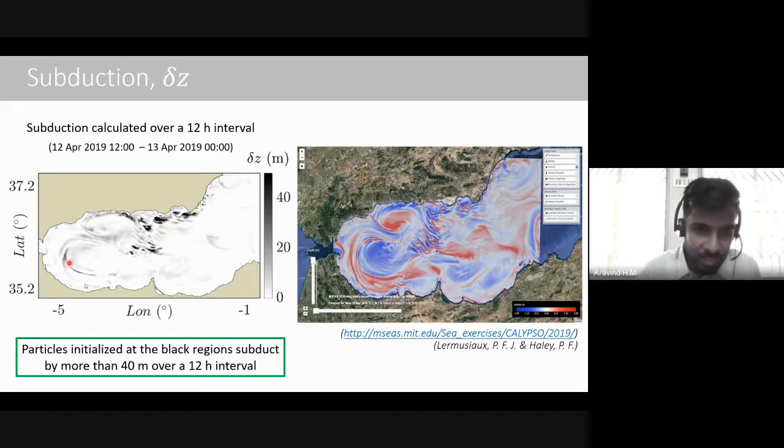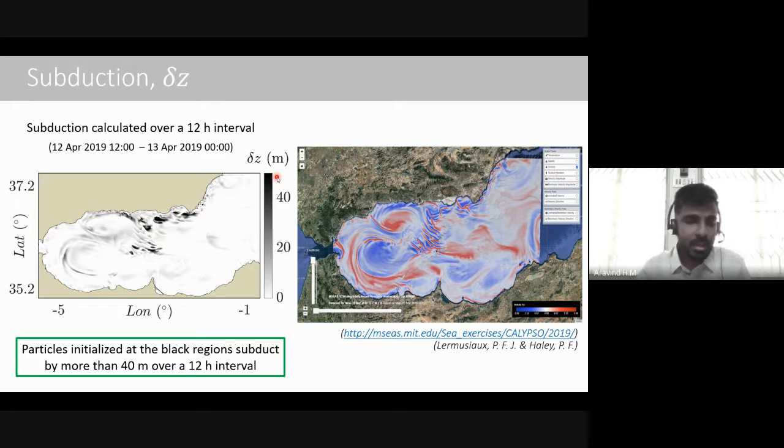So essentially, if I look at this field and if I look at this really dark patch of fluid, what I understand is that if I initialize particles, or if I consider water parcels at this location at the start time ti and let them evolve over 12 hours, the water parcels that started here will end up somewhere in the ocean that is at least 40 meters or 40 to 45 meters deep at the end of 12 hours.